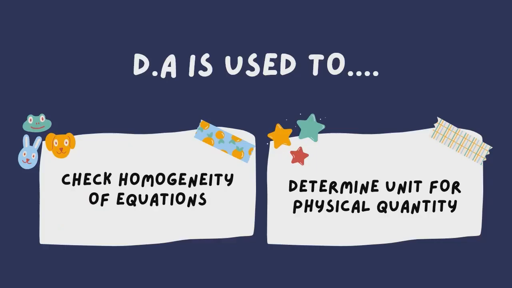So first you can check whether that equation is homogeneous. Check homogeneity of equation. What does homogeneity mean? Homo means one, right? Or same. So it means that when you want to check homogeneity of equation, you want to check whether the left hand side is equal with right hand side. That's when you use dimensional analysis. And then you can also determine unit for physical quantities. If you don't know any particular unit for physical quantities, you can use dimensional analysis.